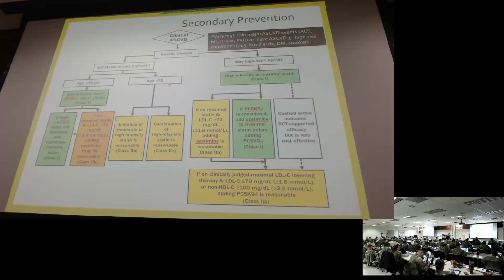Now, if they're over the age of 75, it depends on what's going on. Before with primary prevention, we were talking about a conversation. We could talk about it. Here, you see that it's yellow, which means that it's still a class 2 recommendation, but it is something that we are now definitely considering, and most of the time we will start with a moderate intensity statin before going to a high intensity statin, depending on when they had the ASCVD event.